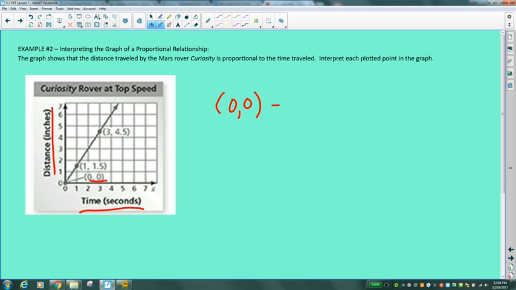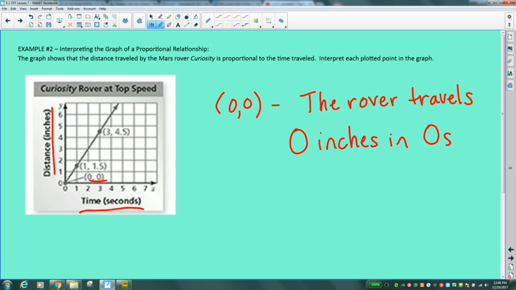So if I look at this point, I can decide that the rover travels 0 inches in 0 seconds. That is what that point stands for. I could also say the rover takes 0 seconds to travel 0 inches.